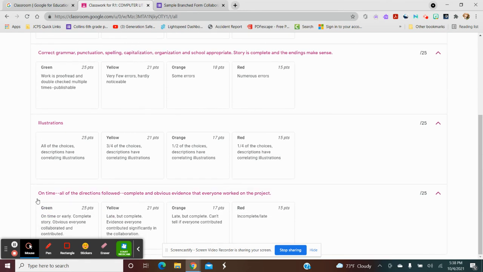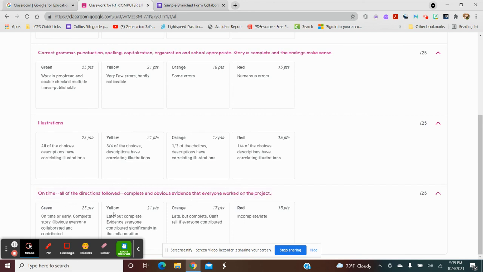Okay, and then they've turned it in on time. So we'll look at when this assignment was due. All the directions are followed, so nobody typed in their entire name. Everything is spelled correctly. Everything is punctuated. All the I's are dotted. The T's are crossed. Everything looks good. It's complete and obvious evidence, I'll leave that for your definition, that everyone worked on the project.